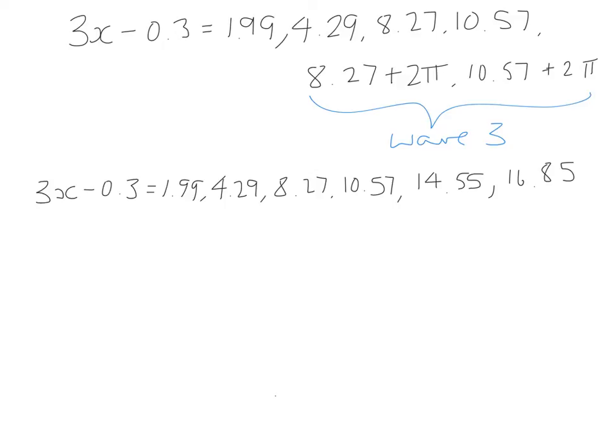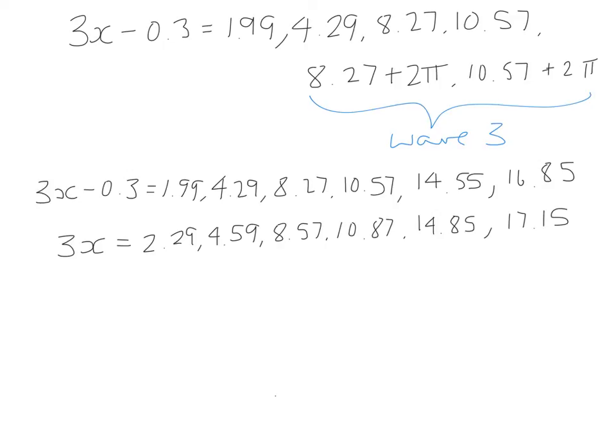So again, we need to rearrange the left-hand side. We will add on 0.3 first of all. So we will have 3x equal to 2.29, 4.59, 8.57, 10.87, 14.85, and 17.15. And the final step to get our 6 answers is to divide by 3.